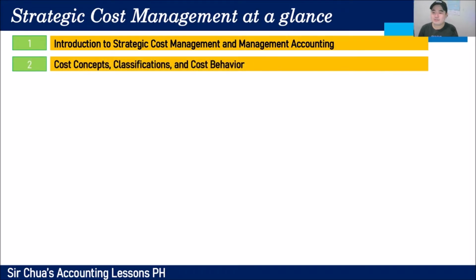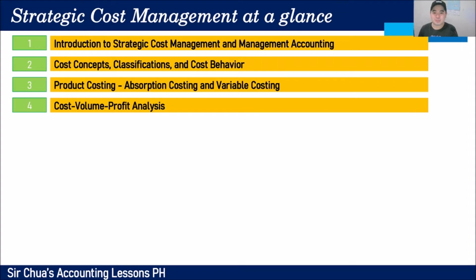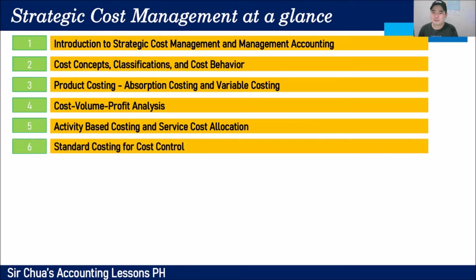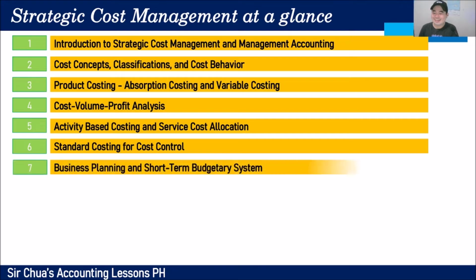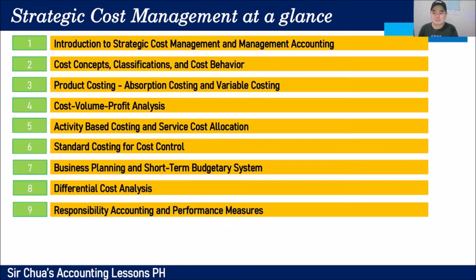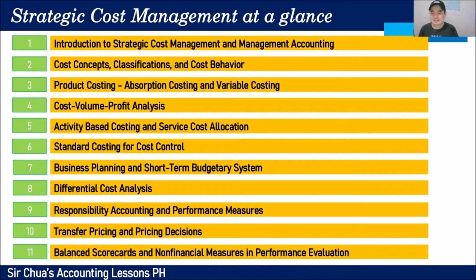Okay, and then we also have cost concepts, classifications, and cost behavior. Sounds familiar. And then product costing with the use of absorption costing versus variable costing. And then we also have your CVP or cost-volume-profit analysis. And then your activity-based costing and service cost allocation. Sounds familiar. And then your standard costing for cost control. Sounds familiar again, right? And then business planning and short-term budgetary system, differential cost analysis, responsibility accounting and performance measures, transfer pricing and pricing decisions, and balanced scorecards and non-financial measures in performance evaluation.